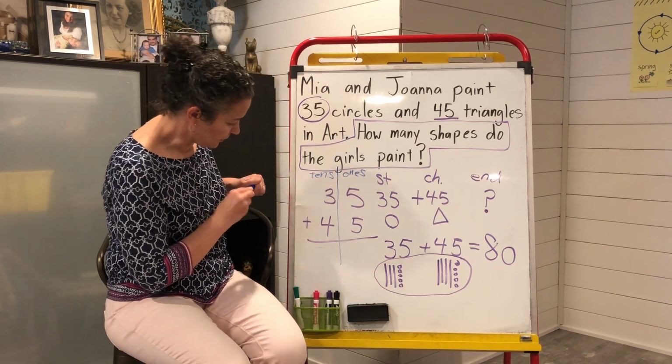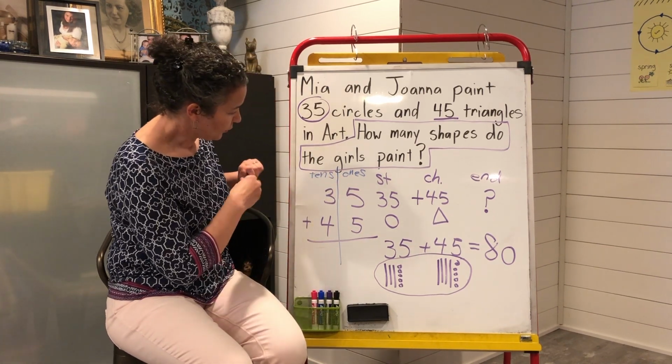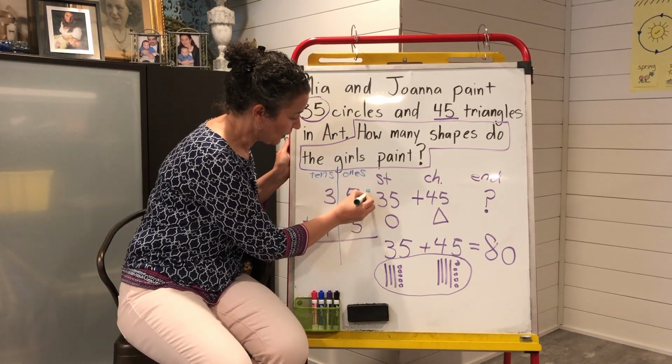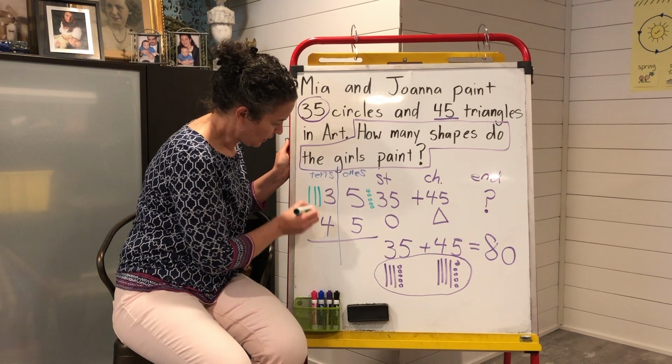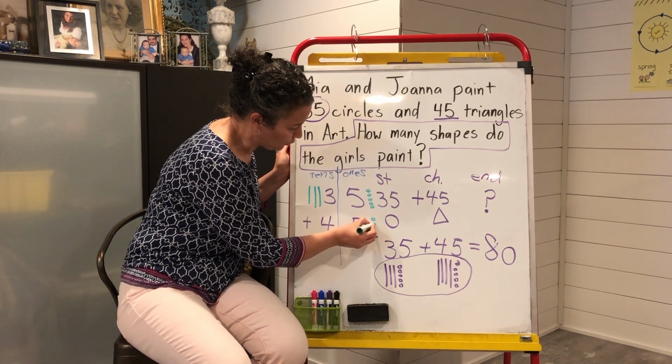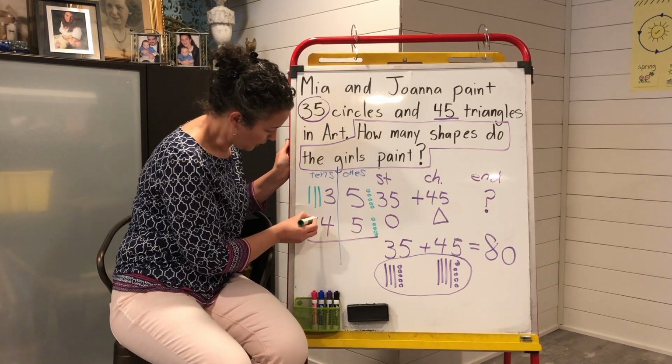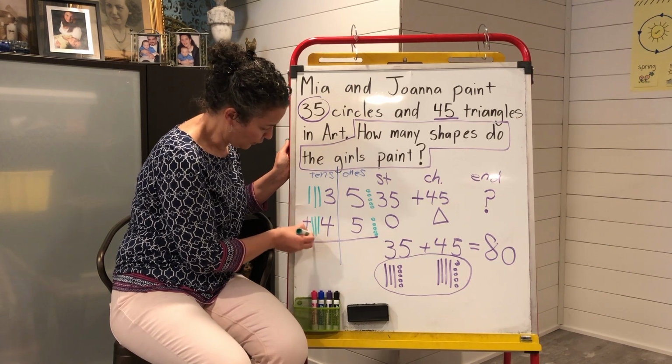All right, my friends, let's draw this quick pic. So I need 5 1s. 1, 2, 3, 4, 5, and I need 3 10 rods. And I need 5 1s. 1, 2, 3, 4, 5. I need 4 10 rods. 10, 20, 30, 40.